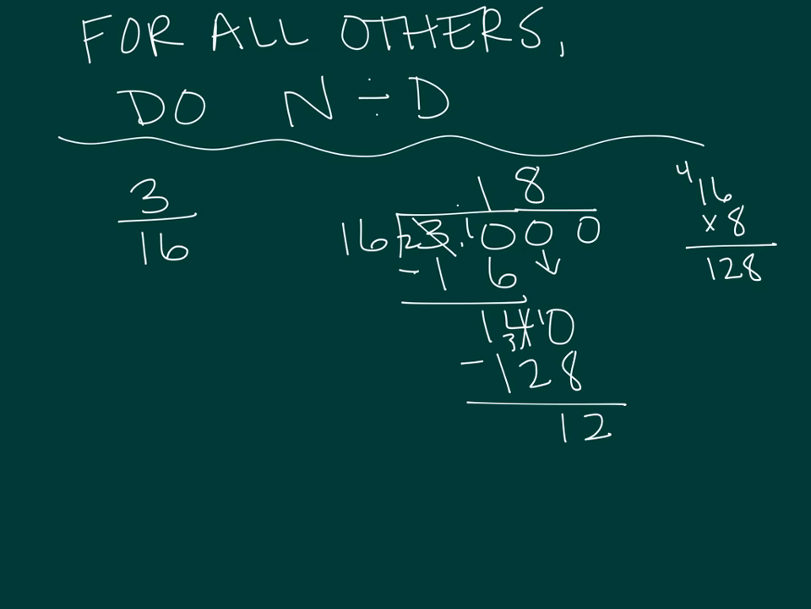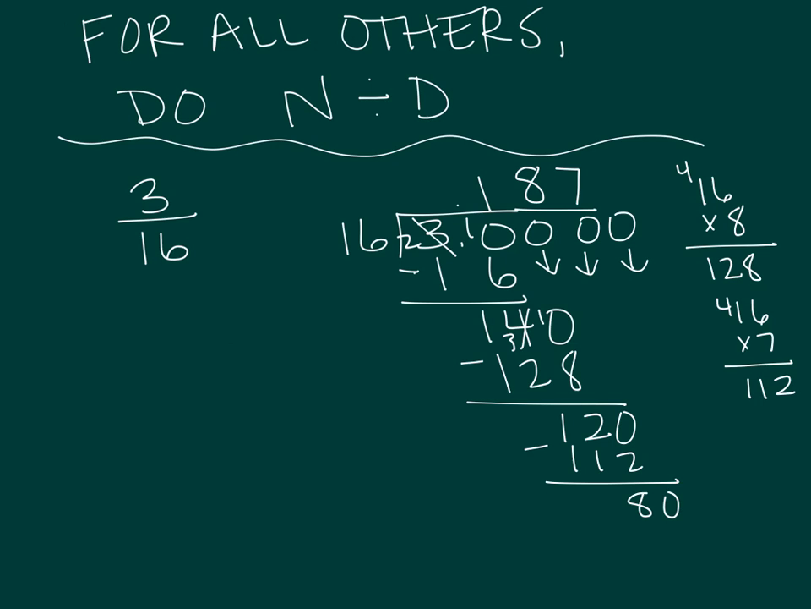That's 12 left over. This one's going to make me work for it a little bit. That's 7, because 16 times 7 is 112. Now watch what's about to happen. It's a miracle. 8 left over. Add one more 0. 16 actually goes into 80 evenly 5 times.